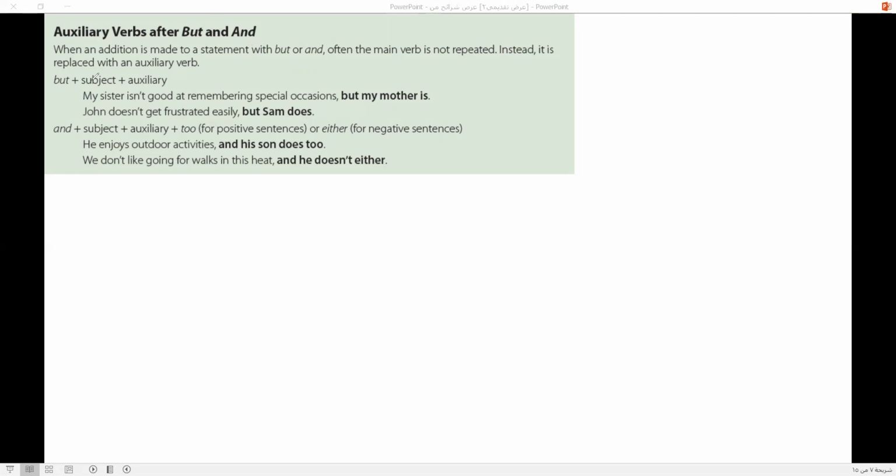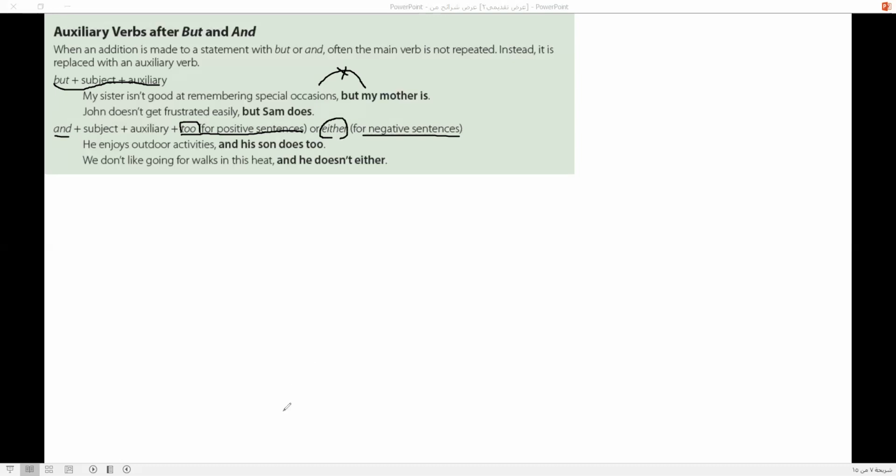Okay, just to remind you, Thalith, we said that if we have but, subject, and then the auxiliary, it means that me and someone else, we don't share the same thing. We don't have the same thing, okay? But with and, no, we share the same thing. We share the things that we like or the things that we don't like. If we share the things that we like, then it's a positive sentence, which is affirmative. It means I have to use too. If I share something with someone else, and the sentence is negative, I'm going to use either.